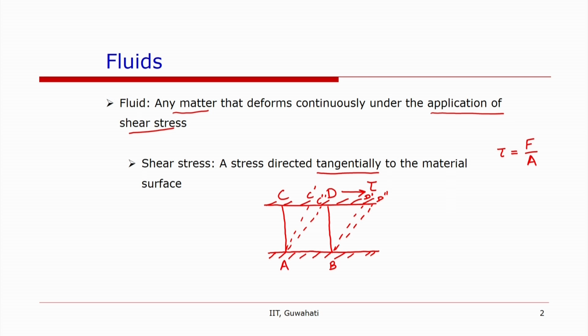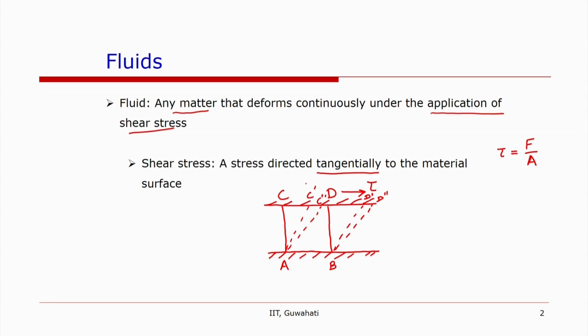So, because of the application of a shear stress, the material shears and keeps deforming continuously. That is why at two different time instants, let us say C dash is at time t1 and C double dash is at t2. So, the material deforms continuously under the application of a shear stress.